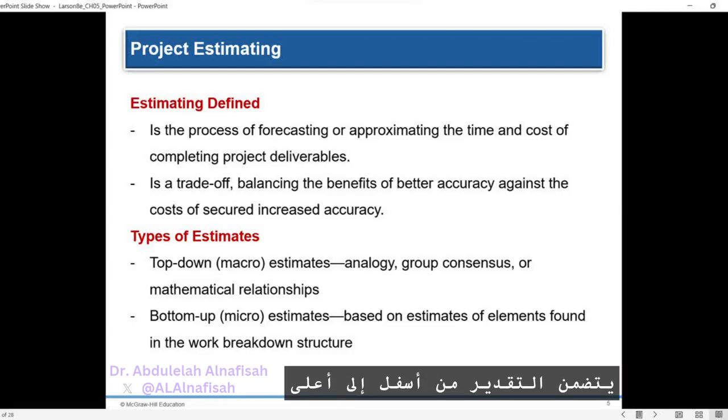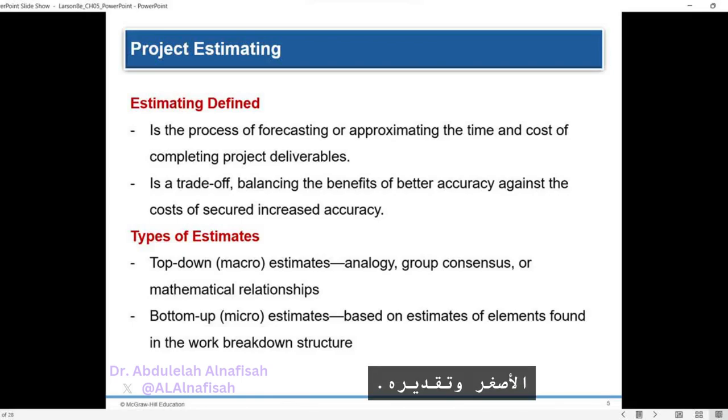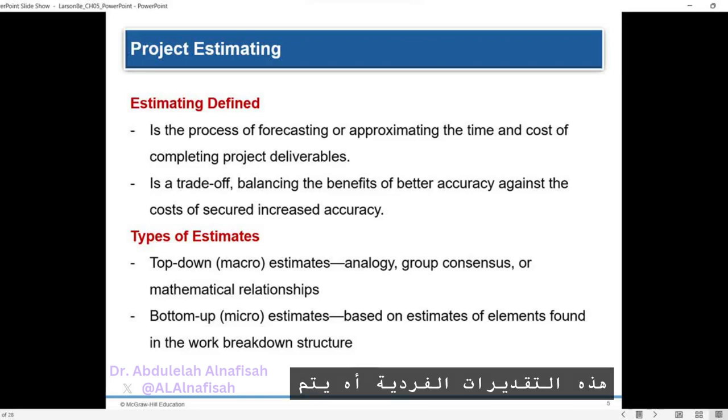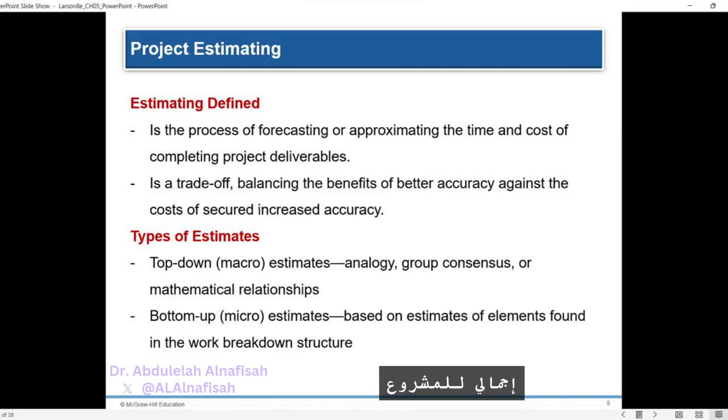Bottom-up estimating involves breaking down the project into these smaller elements and estimating the time and cost for each element. These individual estimates are then aggregated to provide an overall estimate for the project.